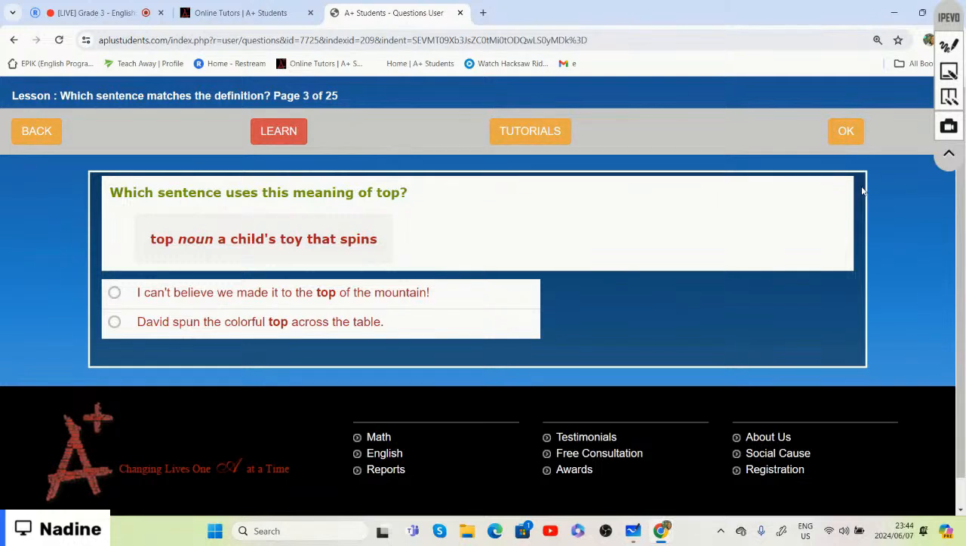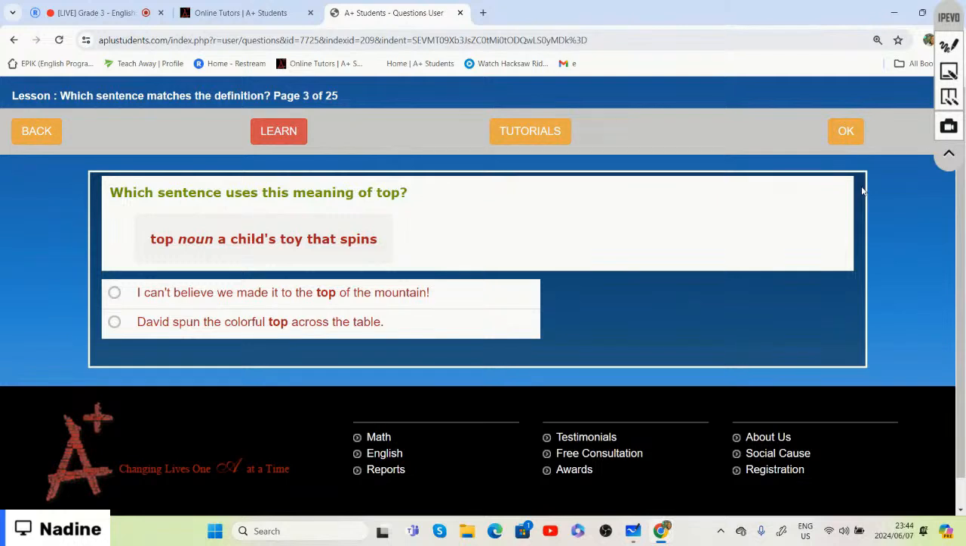All right. Then we have another one where we need to say which one uses the meaning of top, right? And then we have the top. Top is a noun, which is a child's toy that spins, right? It has a nib at the bottom, and then you need to have a rope also. And once you throw it or play with it on the floor, it spins, and that is a top, right?